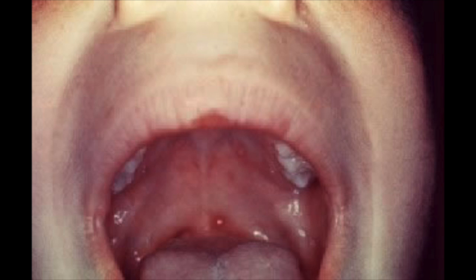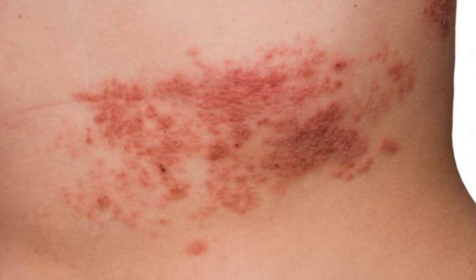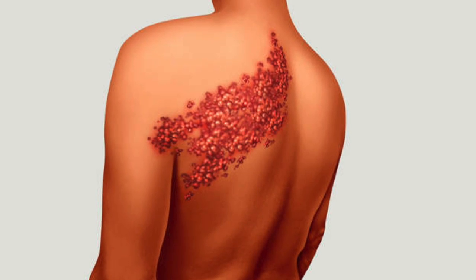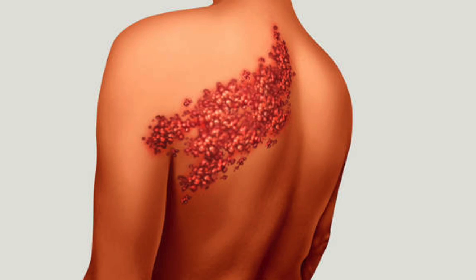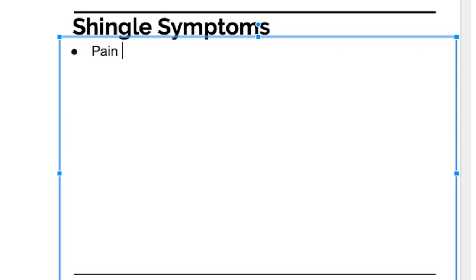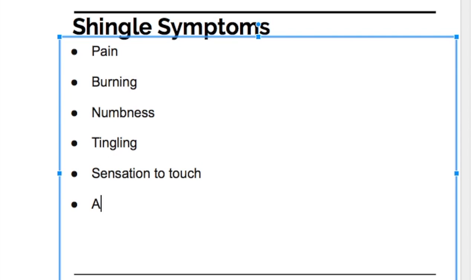After having chickenpox once, the virus is inactive in the nerve tissue near your spinal cord and brain. That virus can eventually reactivate as shingles. Shingles symptoms affect only a small section of one side of your body. These symptoms include pain, burning, numbness or tingling, sensitivity to touch, a red rash that begins a few days after the pain, fluid-filled blisters that break open and crust over, and itching.